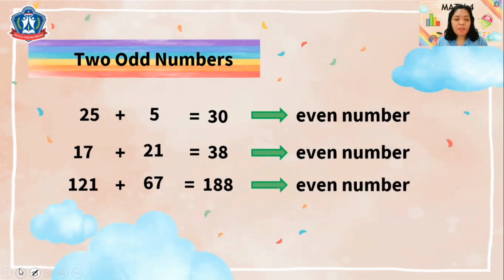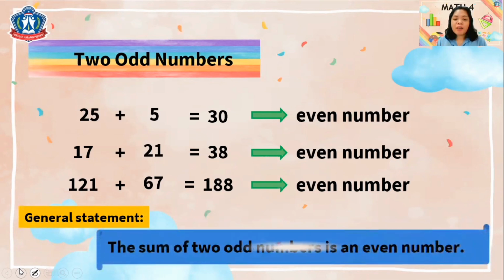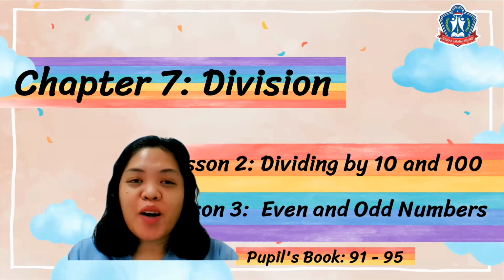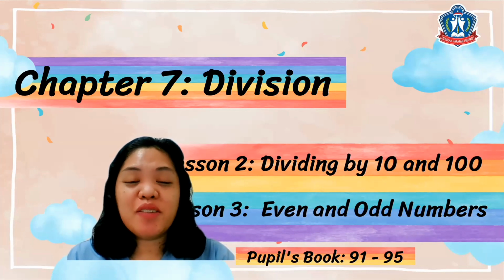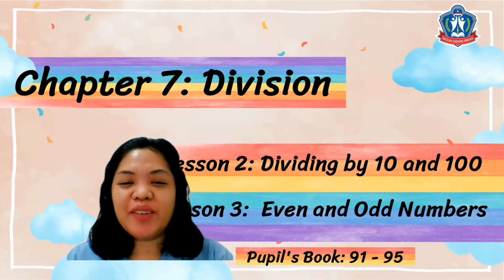So before, what have you observed? If we add two odd numbers, what is the sum? Yes, correct. The sum of two odd numbers is an even number. So adding two even numbers and adding two odd numbers, they will give us an even number. So don't forget that. Okay, that's all about dividing by 10 and 100 and also even and odd numbers.